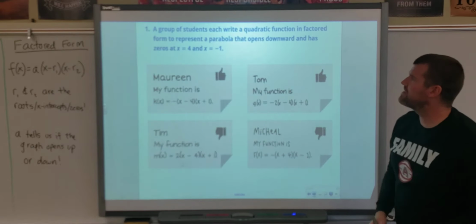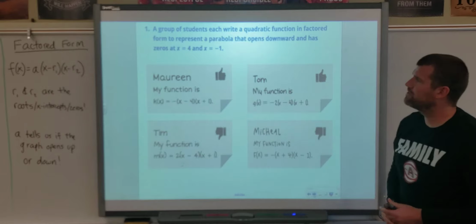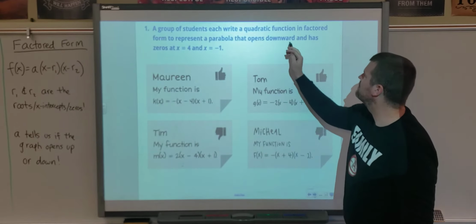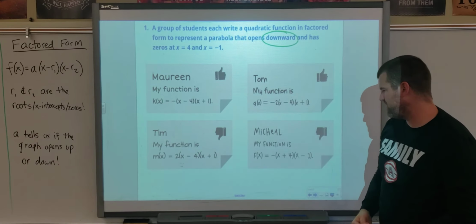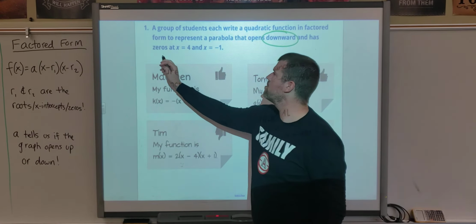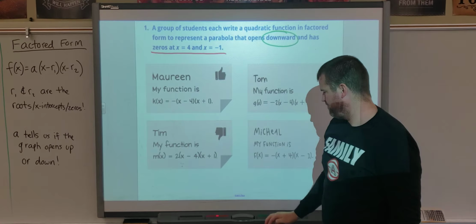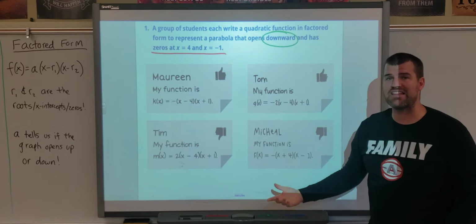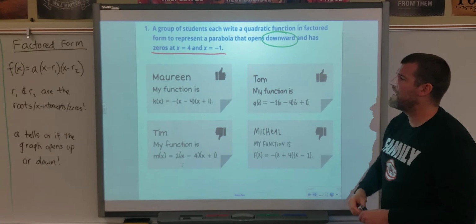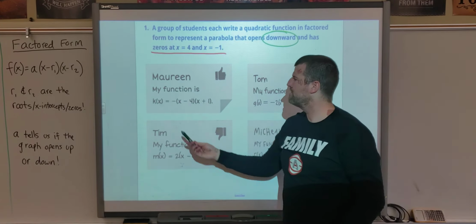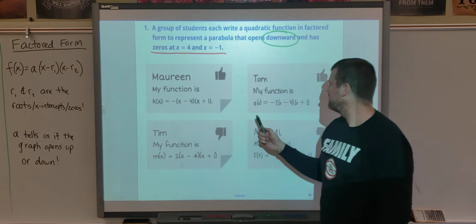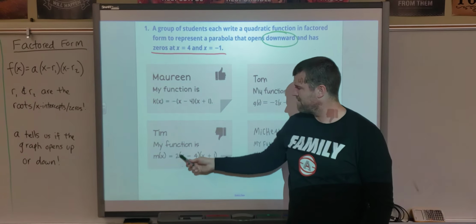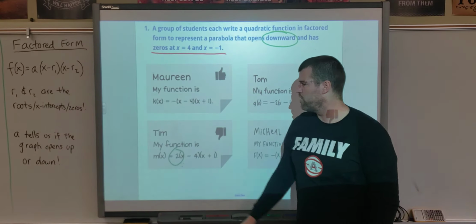All right, a group of students each write a quadratic function in factored form to represent a parabola that opens downward and has zeros at 4 and negative 1. Well, in order for it to open downward, what has to happen? Our a value has to be a negative. So that is good. This one also good. This one bad, because positive 2 would open up.